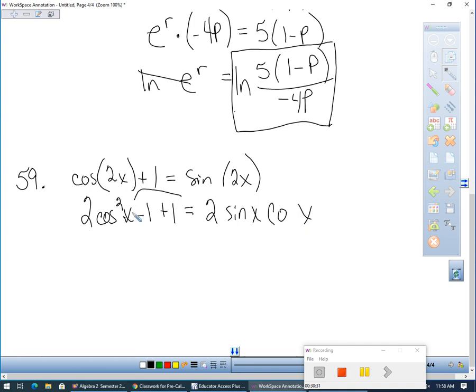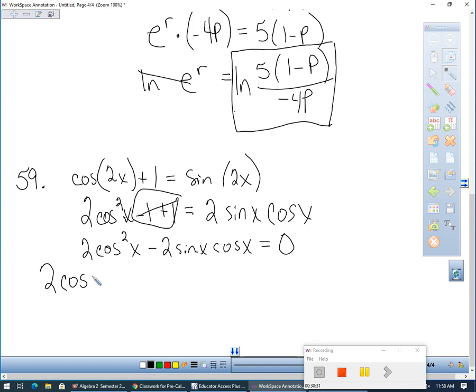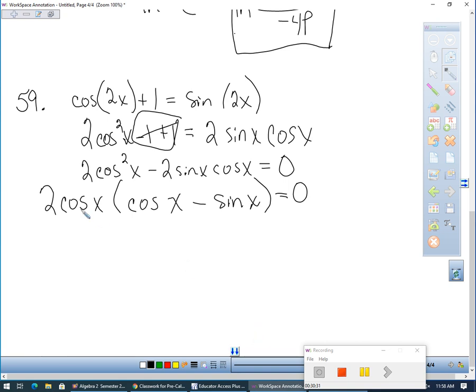Alright, over here, this negative 1 and positive 1, they cancel. So I have 2 cosine squared x. Then I'm going to subtract this to this side. So I have minus 2 sine x cosine x equals 0. Now what do we have in common in both? We have a 2 and a cosine. So we're going to undistribute that, leaving us with a cosine of x minus the sine of x. Alright, then just like anything else, we're going to use the zero product property. We set each of those equal to 0.